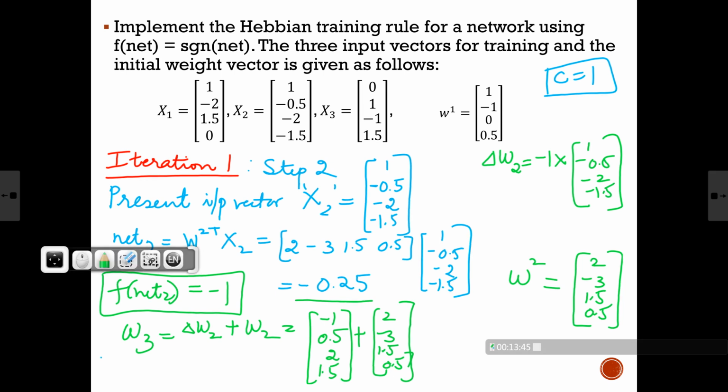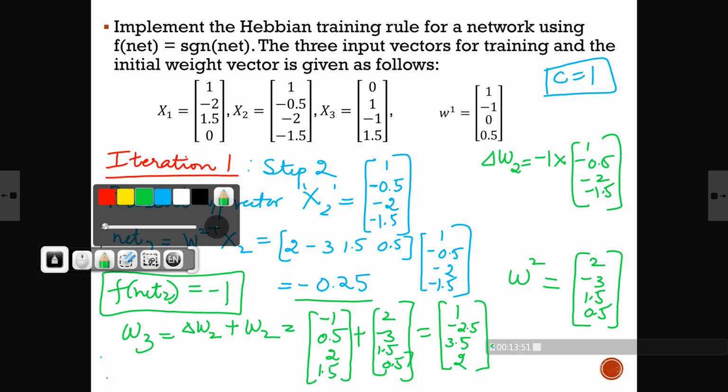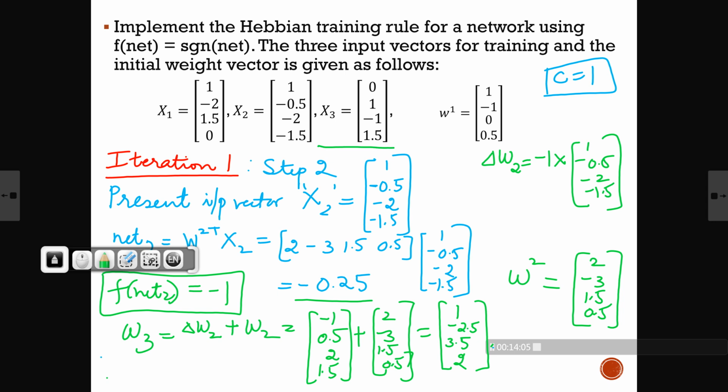So what is the value of this? So you get this particular value of W3. That is, the weight is getting updated every now and then. So next we have to present pattern X3, that is this one, and recalculate the weight. So you see what we are doing at every step, we are presenting a pattern and calculating the weight again. So initially the weight vector given is W1. So when you present the first pattern, you get W2. Then you present the second pattern, you get W3. And when you present the third pattern, you will get W4.